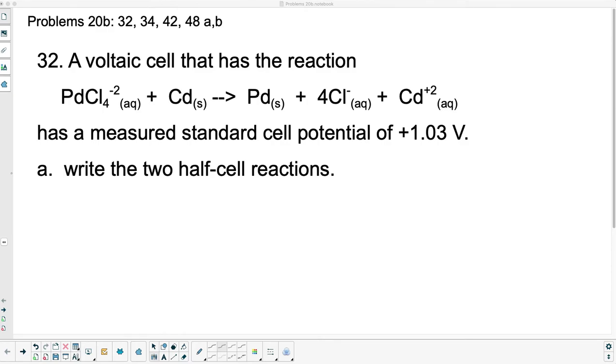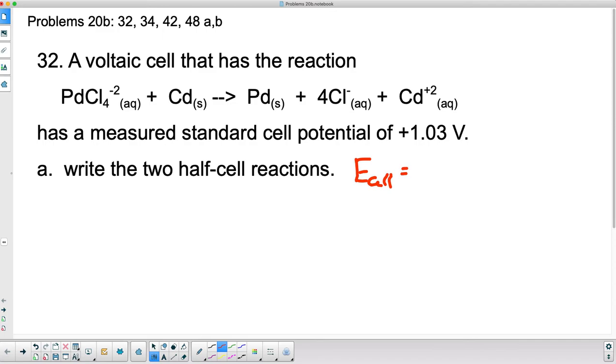So it has a measurement of standard E cell potential. That means the E cell equals, so instead of the cathode minus the anode, we know what it actually is. It's 1.03 volts. That's a positive, plus 1.03 volts. Okay, so this asks us to do the two half reactions.